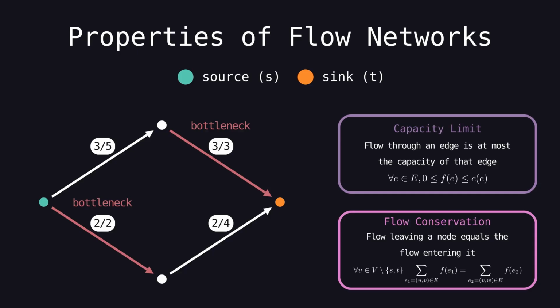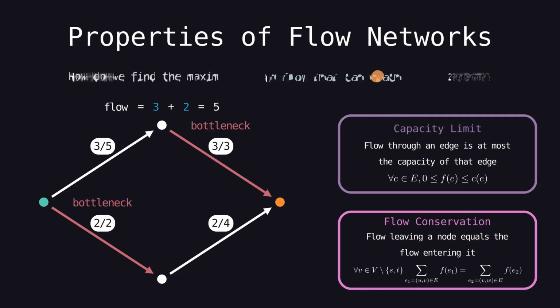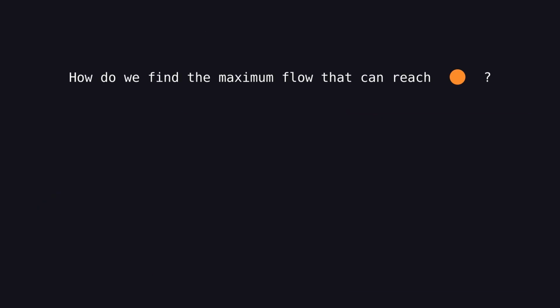Under these constraints, the network flow is the sum of the flow values on the edges which enter the sink, or the sum of the flow values on the edges that leave the source. In this case, that's 3 plus 2, which is 5. In this example, 5 is also the max flow which can reach the sink. It begs the question, how do we find this max flow programmatically?